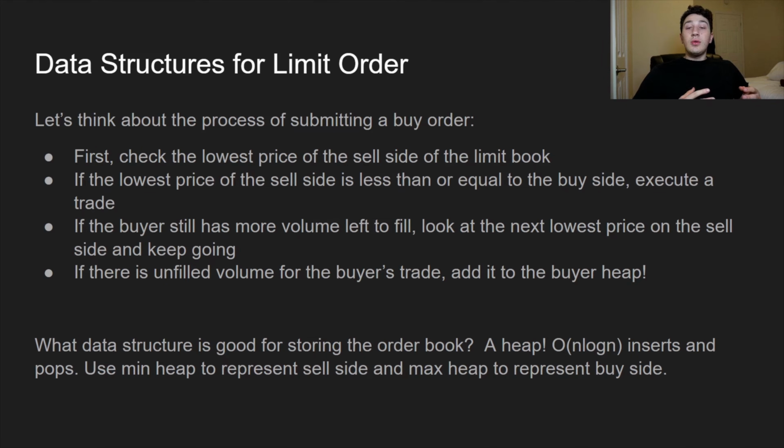So basically, we know when an order comes in, let's imagine that we're submitting a buy order, right? So I want to buy 50 shares of Google. The first thing that we're going to do is go ahead and look at the lowest price of the sell side of the limit book, right? Because I want to see what people are willing to sell Google for. If I'm willing to buy Google shares at a price that's greater than or equal to that lowest sell price, then we're going to execute a trade. And if I wasn't able to buy all the shares that I wanted, I'm going to keep checking the sell limit order book in order of the lowest prices to see if I can make even more trades. So obviously we're going to have some sort of while loop in our logic.